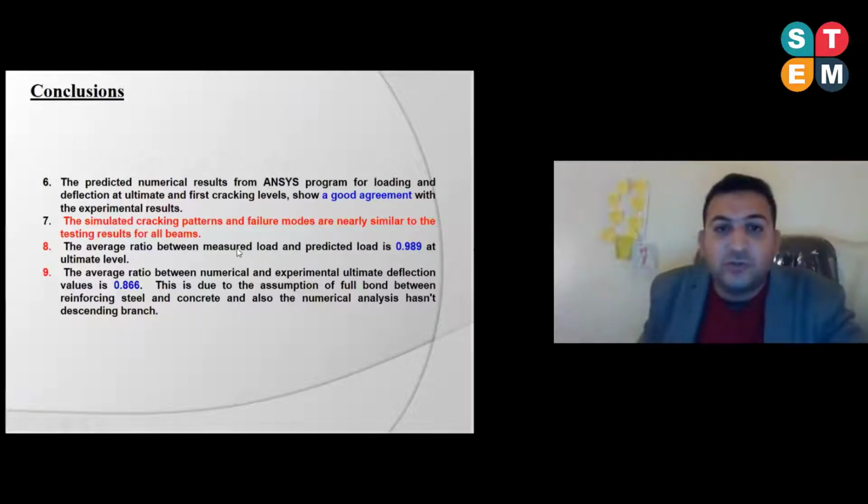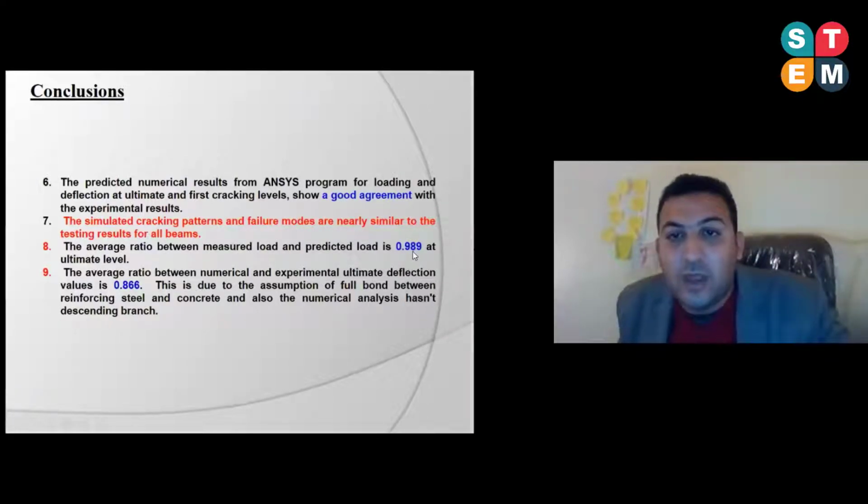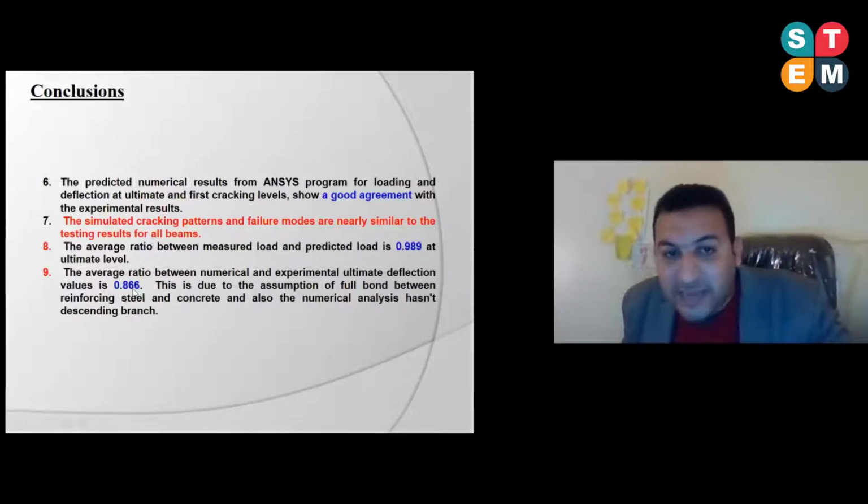The average ratio between the measured load and the predicted load is 0.98, and the average ratio between the numerical and experimental ultimate deflection is 0.86.